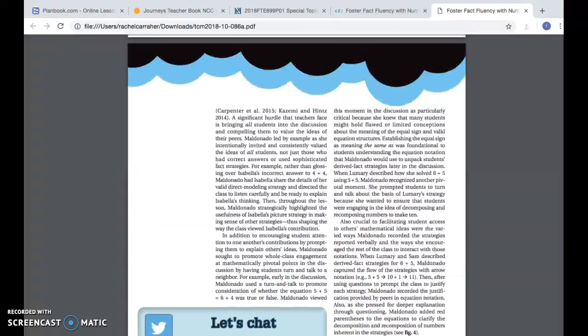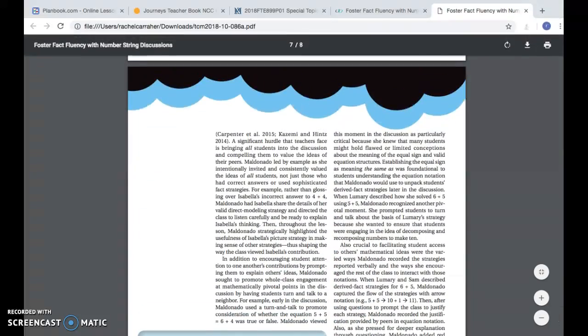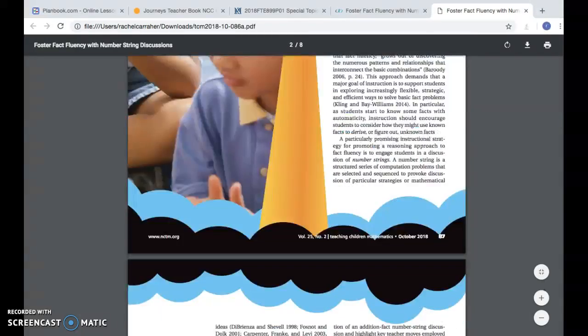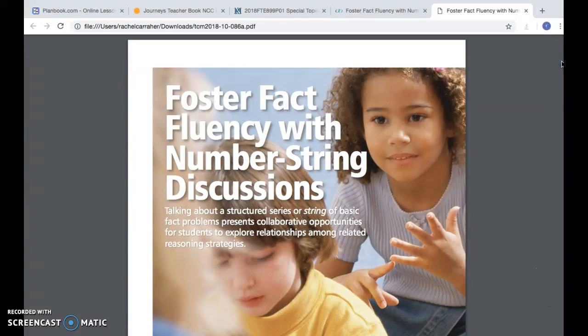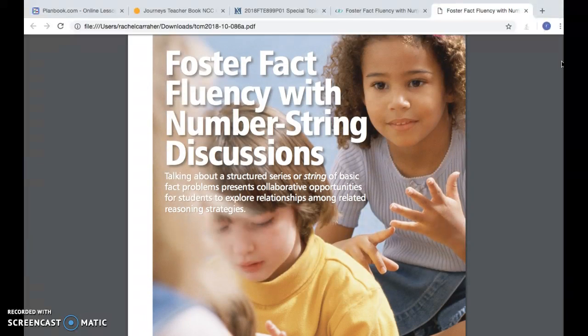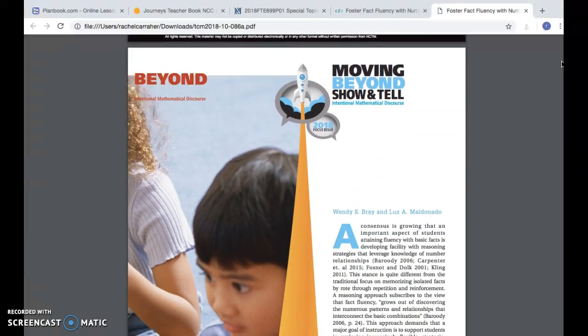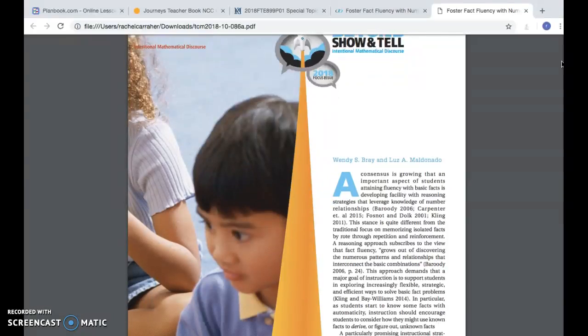So this article discusses how students could use a Make 10 to solve addition problems. This was done in a second grade classroom.